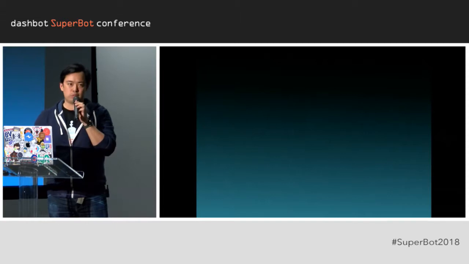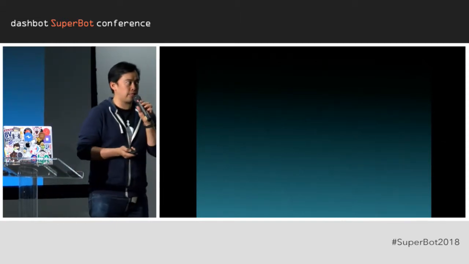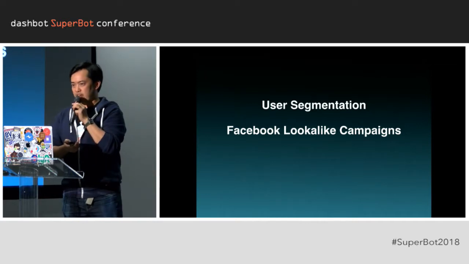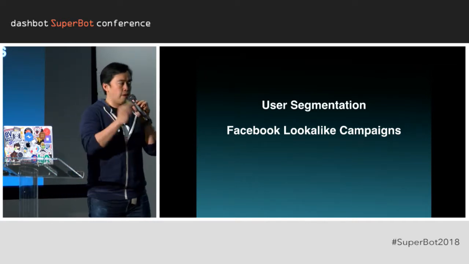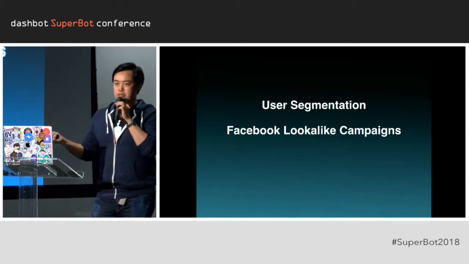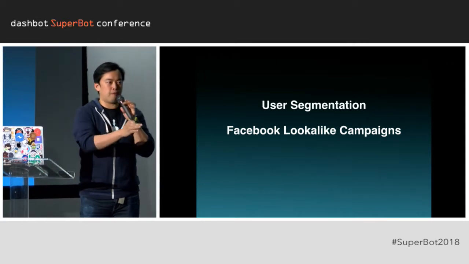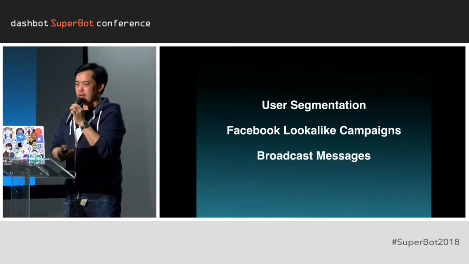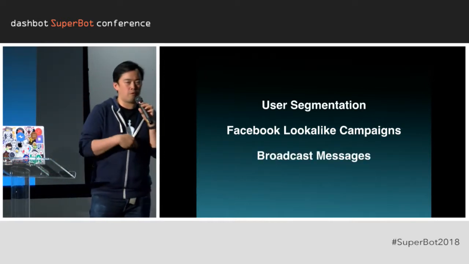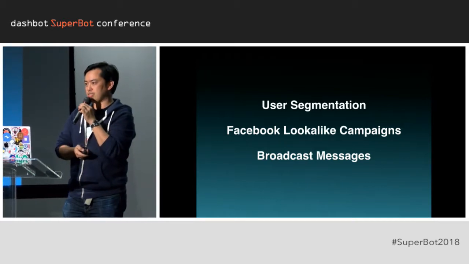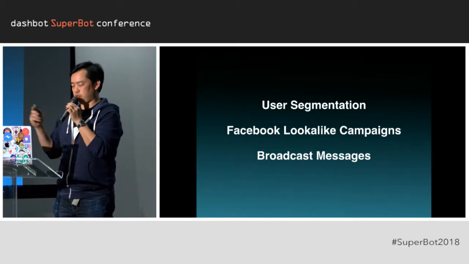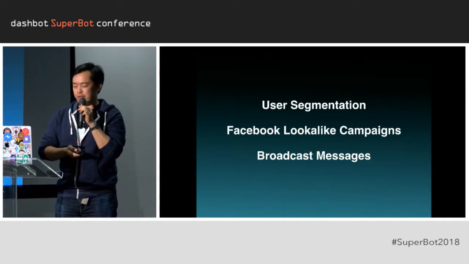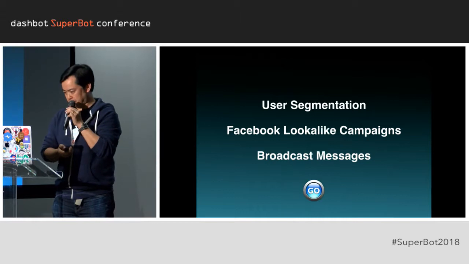Some of the main use cases we've been working on with our customers for this user segmentation tool: one great use case is Facebook lookalike campaigns. From this tool, you can generate a list of Facebook page scoped IDs and put that right back into Facebook, and they will target your campaign based on those IDs. You can also use this to figure out which of your users you want to send broadcast messages to, and you can do that through Dashbot itself. But I'm sure you will be able to dream up other uses for this audience segmentation tool.